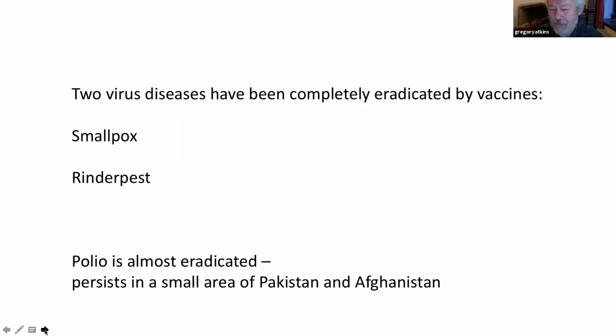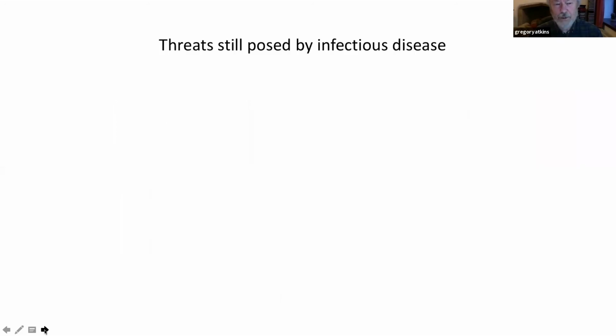Polio is nearly eradicated by vaccine, but it persists still in a small area of Pakistan and Afghanistan, which is controlled by the Taliban, and they don't like vaccination, so that's why it persists. So the threat's still posed. Well, new disease-causing agents, which we're seeing at the moment, one of them.